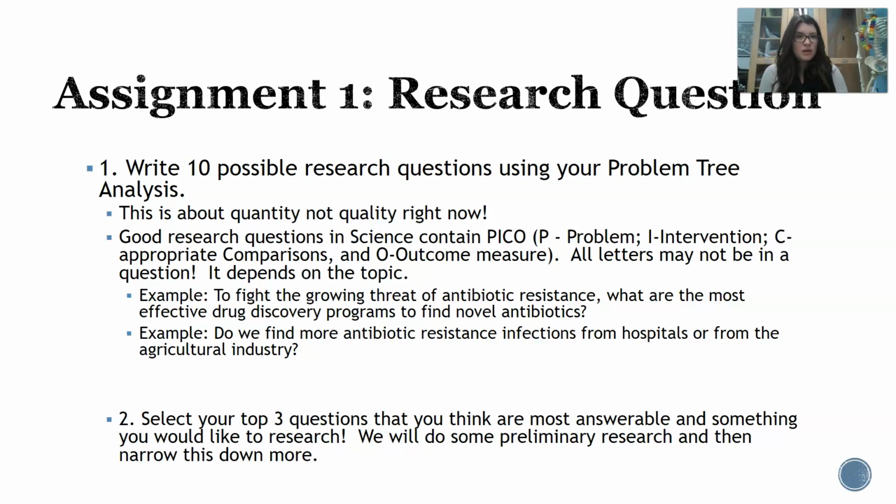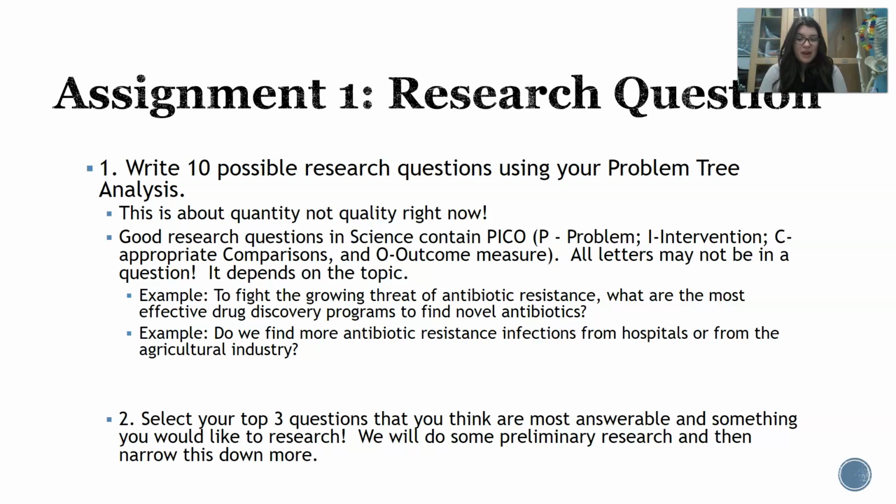These should be things that you think you could answer. So questions are really great, but sometimes it's really hard to find data for them. So for example, my second one here, I would have to be able to find data from hospitals and something that's comparing the agricultural industry and be able to collect data from those 2 sources. If I couldn't do that, then that question's not very answerable. I might be able to, I might not. I don't know yet. So pick the ones that you think would be the most answerable, and then we'll do some research and figure out which ones are the best ones to drive your future review.